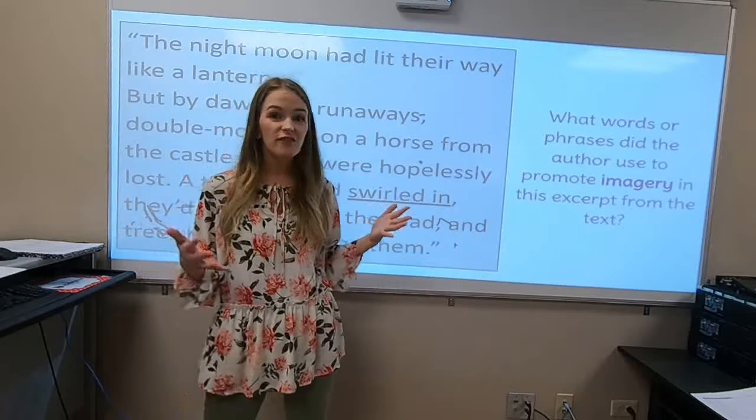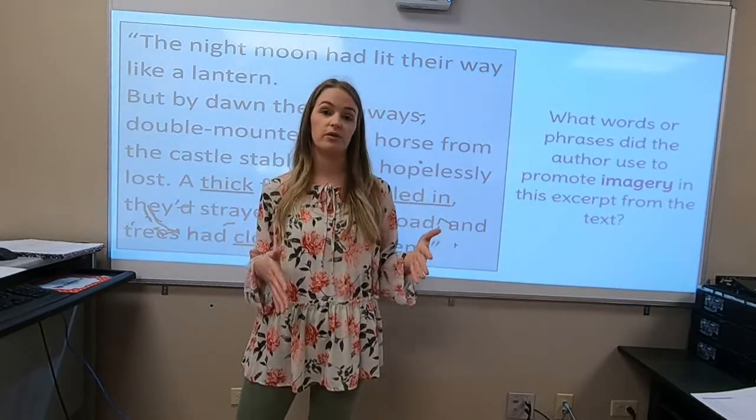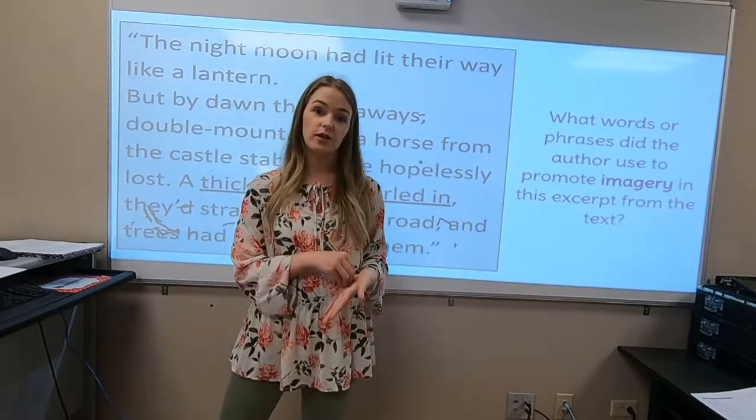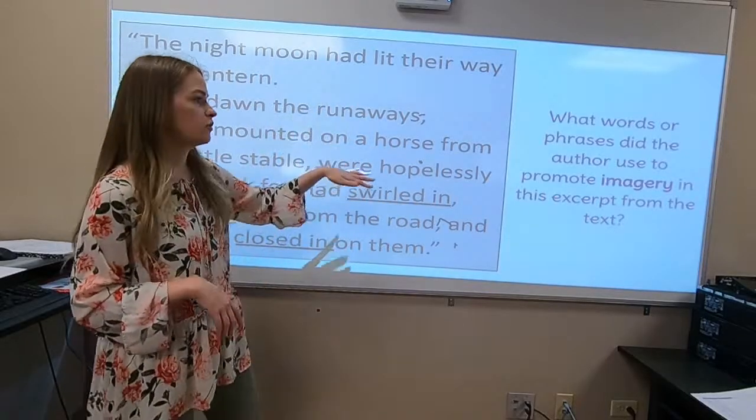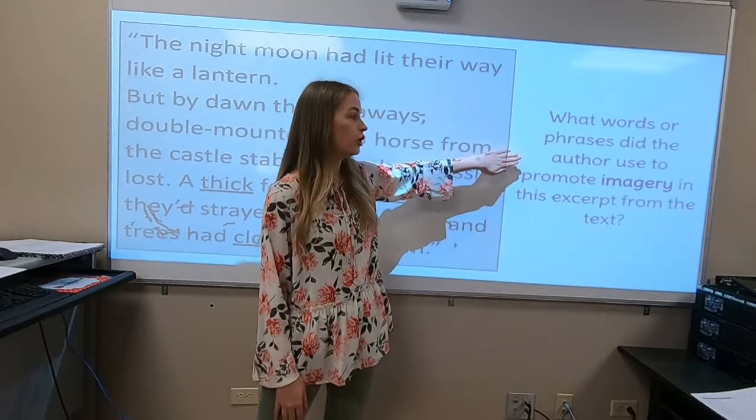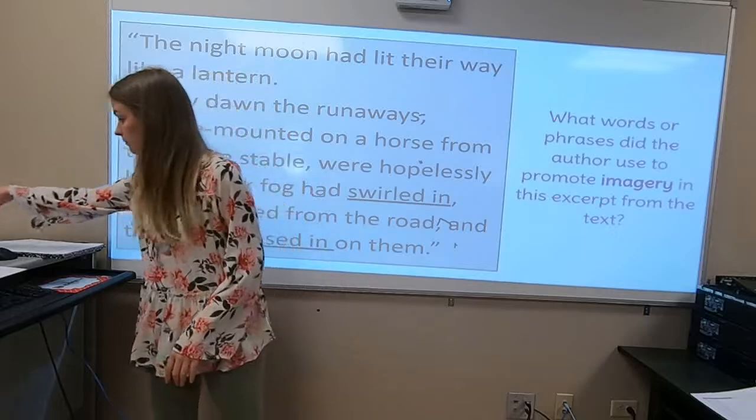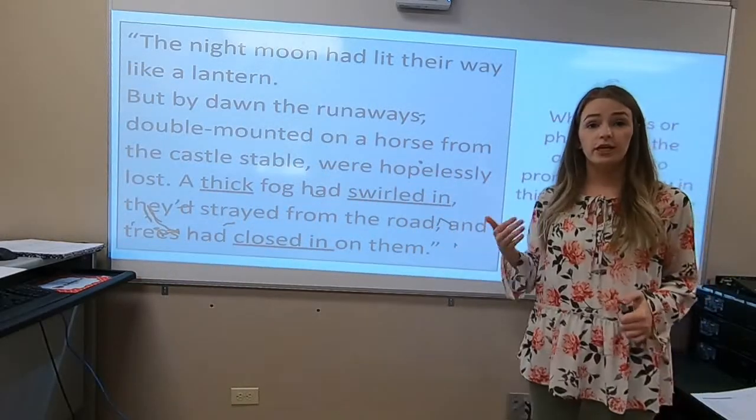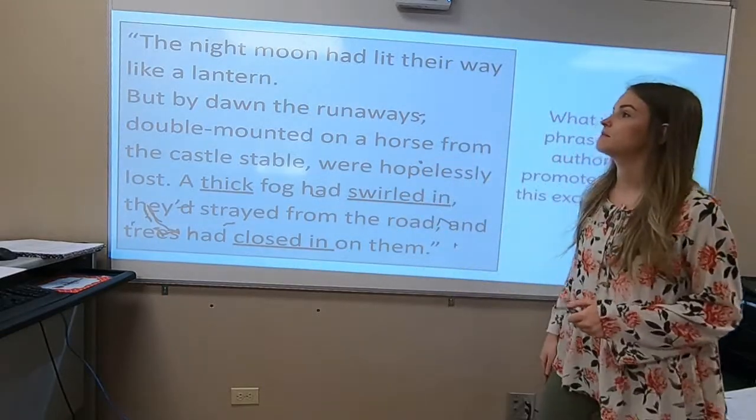So, at the end of our chapter, Jimmy and Prince Brat were caught by 2 criminals. Let's look back in our chapter and think about that imagery that we talked about just a few minutes ago. So this question is, what words or phrases did the author use to promote imagery in this excerpt from the text? So the first thing we need to do is go back and read that text.